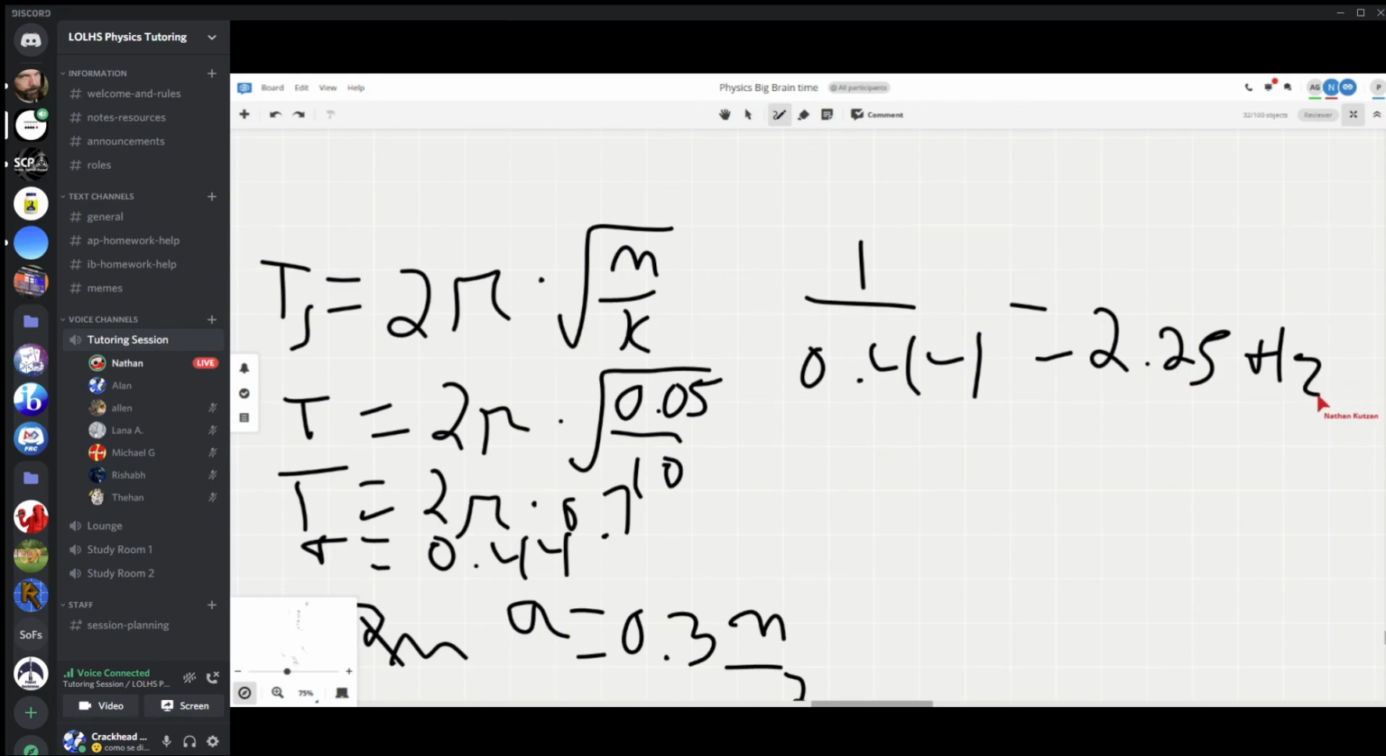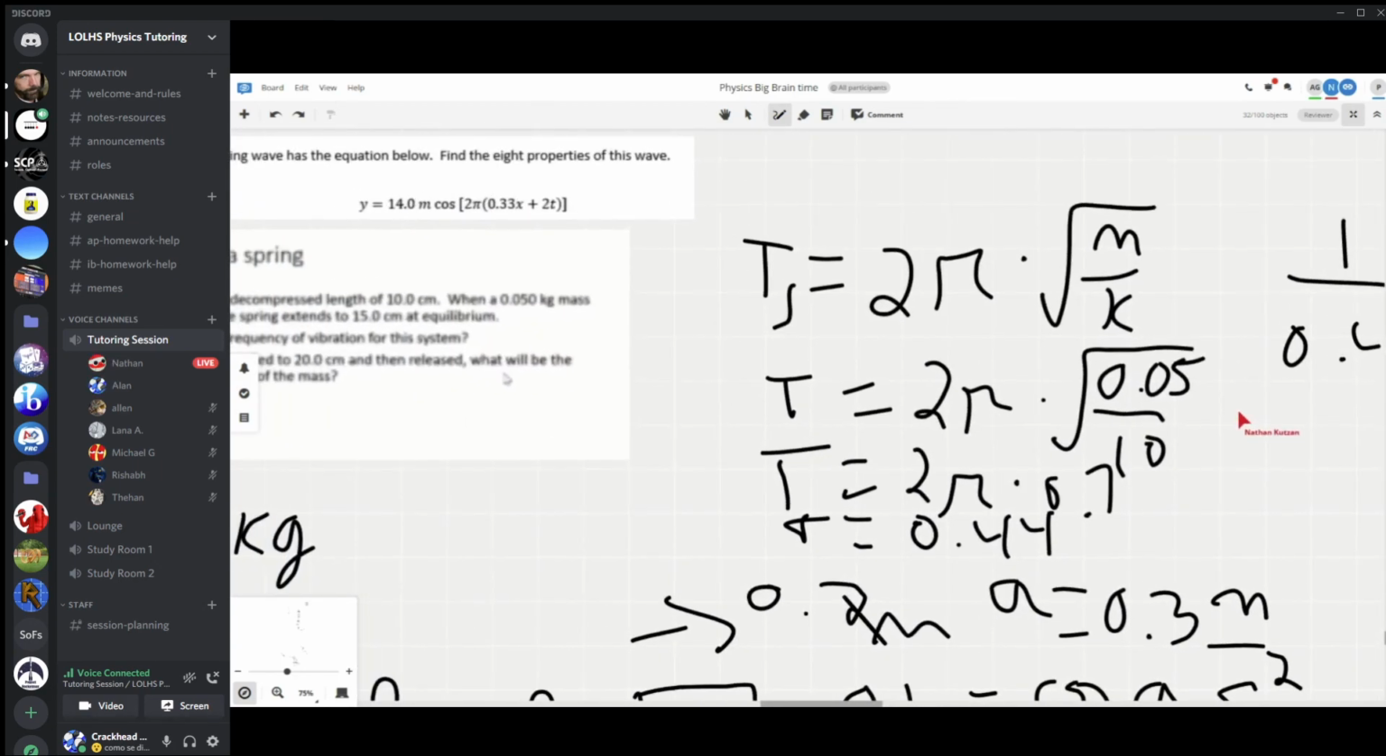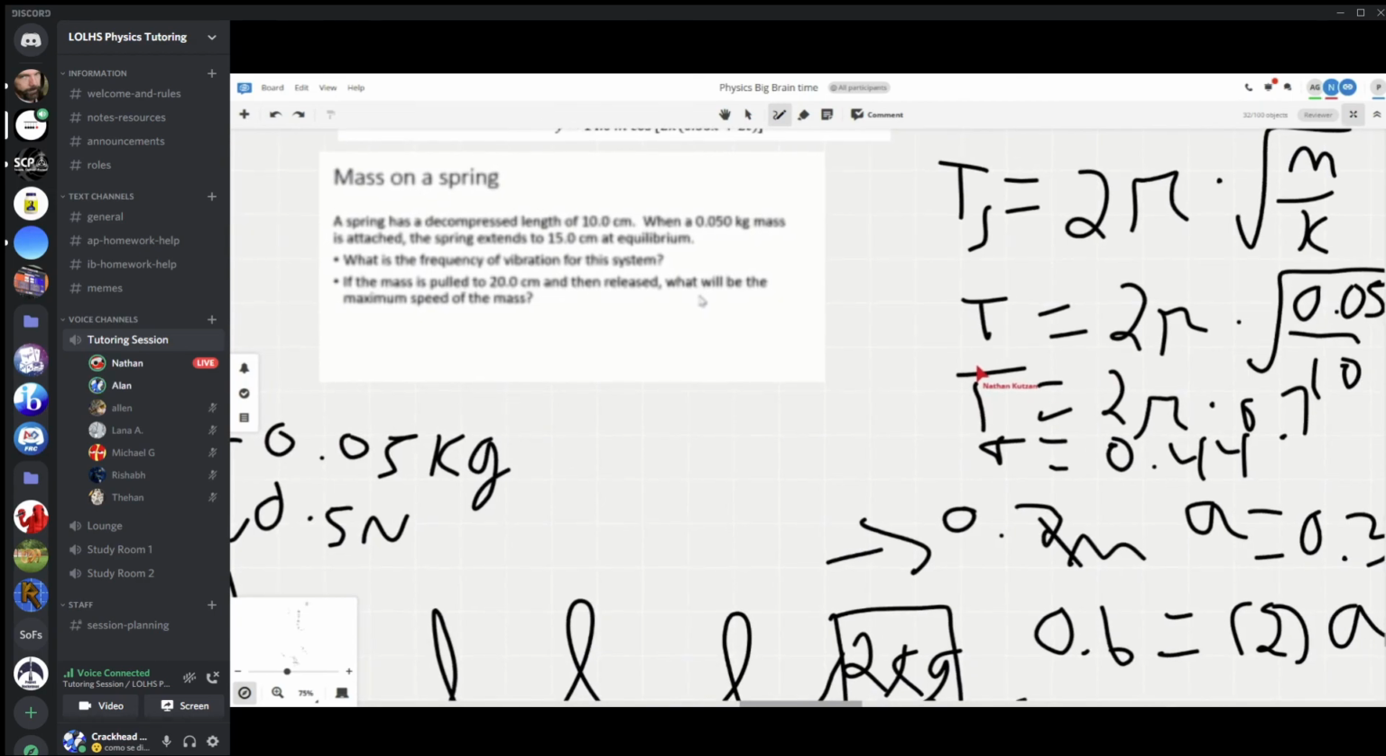Are there any questions about how I got the frequency? If anyone spots anything you think I did wrong, by the way, let me know. Cool. So the next one is, if the mass is pulled up to 20 centimeters and then released, what will the maximum speed be of the mass?